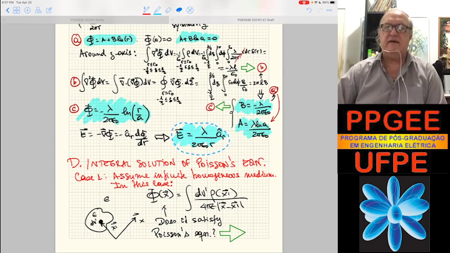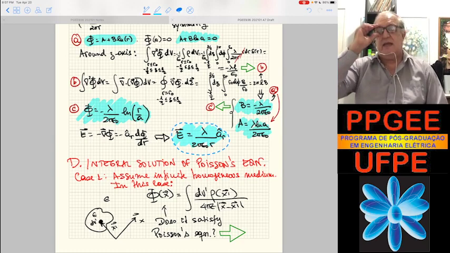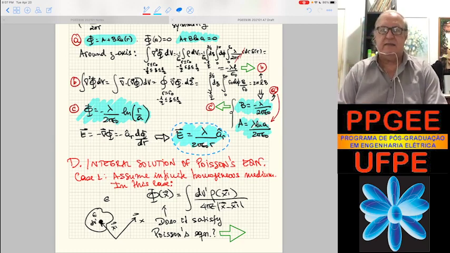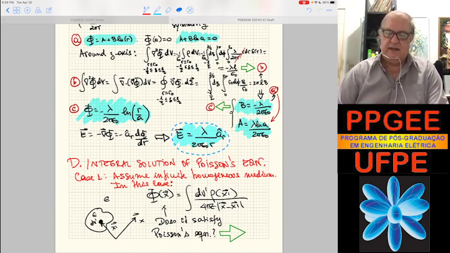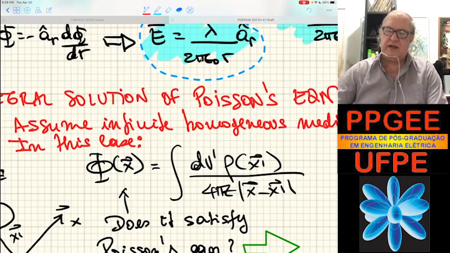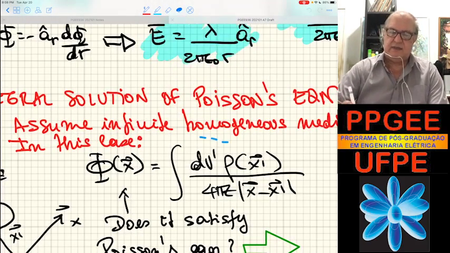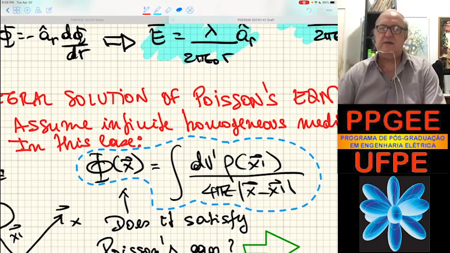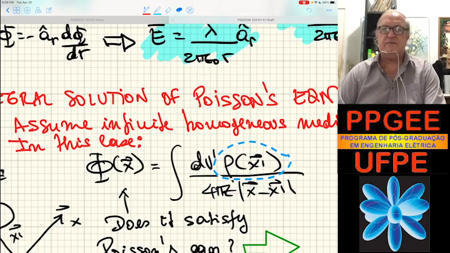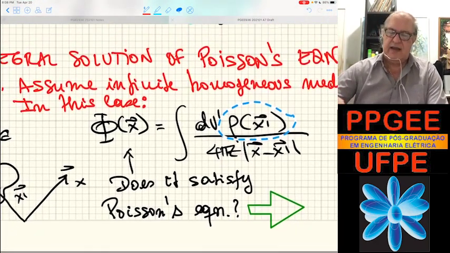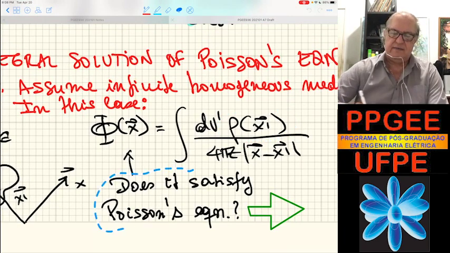that if we have a charge distribution inside an infinite medium that is homogeneous, we already know the solution of Poisson's equation. So if we look at this integral expression, this is the solution of Poisson's equation in an unbounded medium of permittivity epsilon for a charge distribution inside of this medium given by rho. Let's check that this is correct, okay? Let's make sure that this is right.